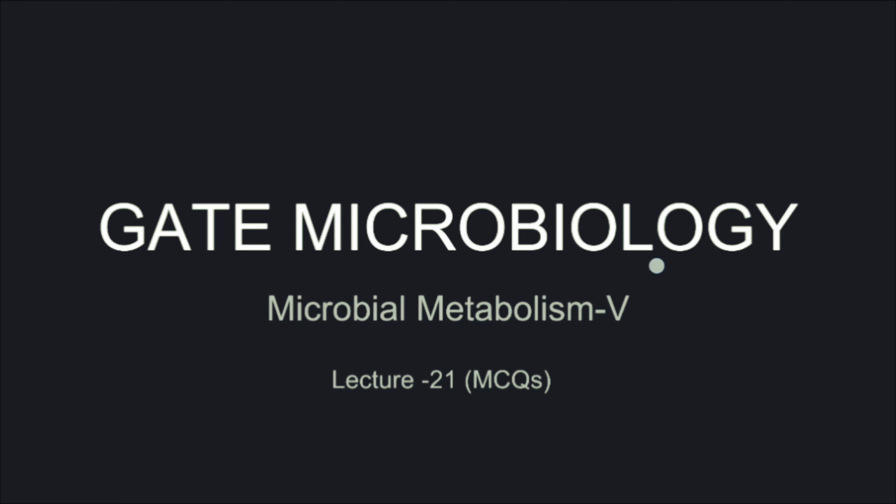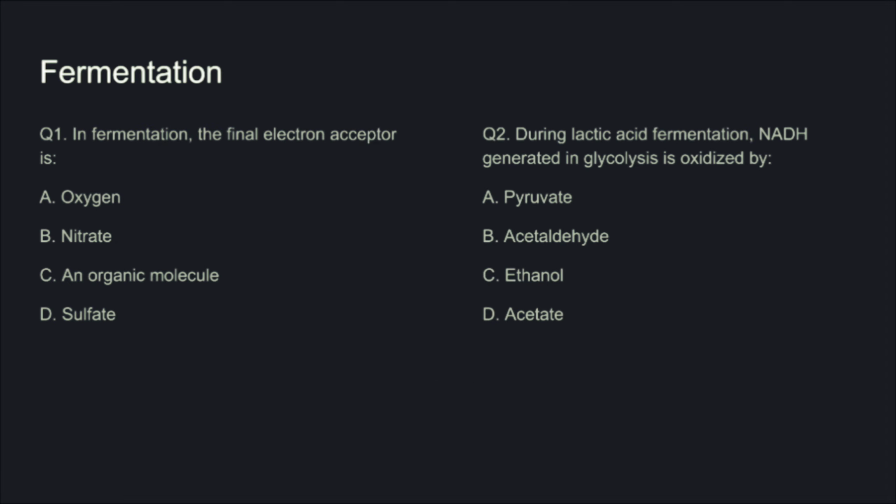Now let's start with it. Now first is your fermentation. So first question here is, in fermentation the final electron acceptor is, options are A oxygen, B nitrate, C organic molecule, D sulfate. So the correct answer for this question is C organic molecule.